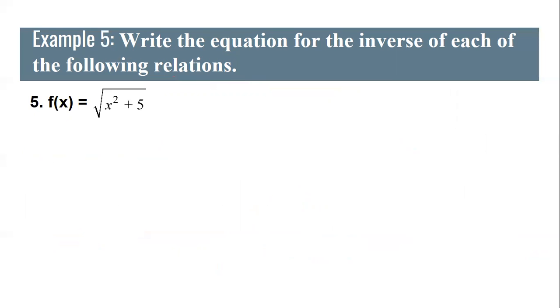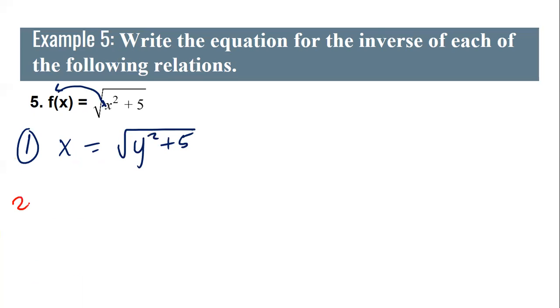All right. So we have the equation for the inverse of each of the following relations. Sorry, number 5. We're doing a square root. So we have the square root of x squared plus 5, and we want to find its inverse. Does step 1 change? No. So step 1 is still switching x and y. So we have x equals the square root of y squared plus 5.